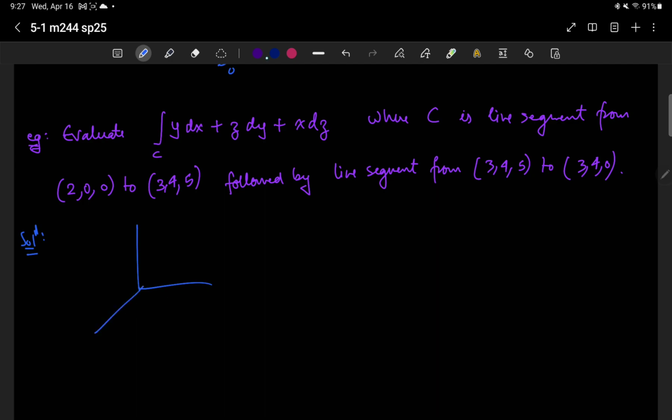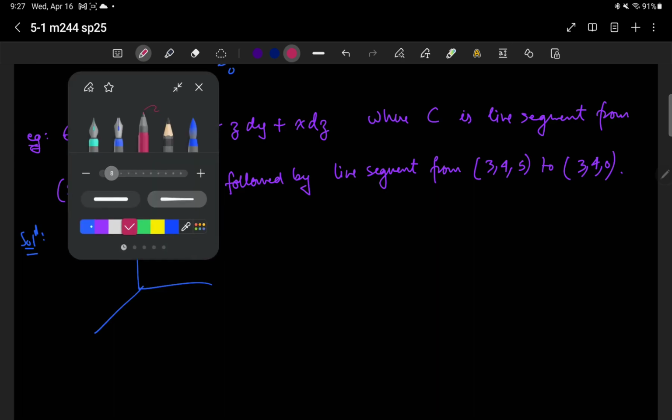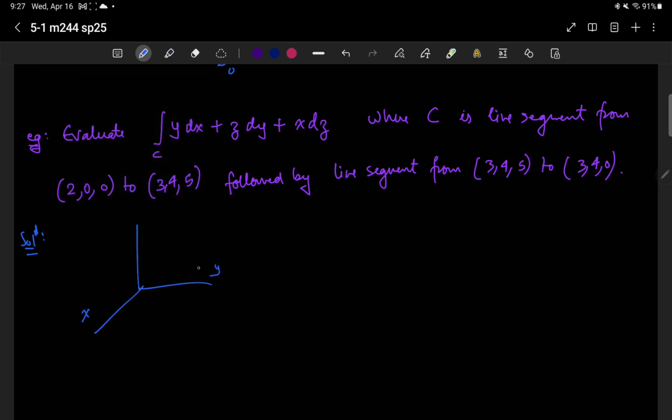So we have a 3-space here. We have a point that goes X, Y, Z. We have (2, 0, 0), so that's over here. From (2, 0, 0), we go all the way to (3, 4, 5), so somewhere here. Then from (3, 4, 5), we drop down to (3, 4, 0), which means it's on the XY plane. Which means our C is now made up of two curves, C1 and C2.